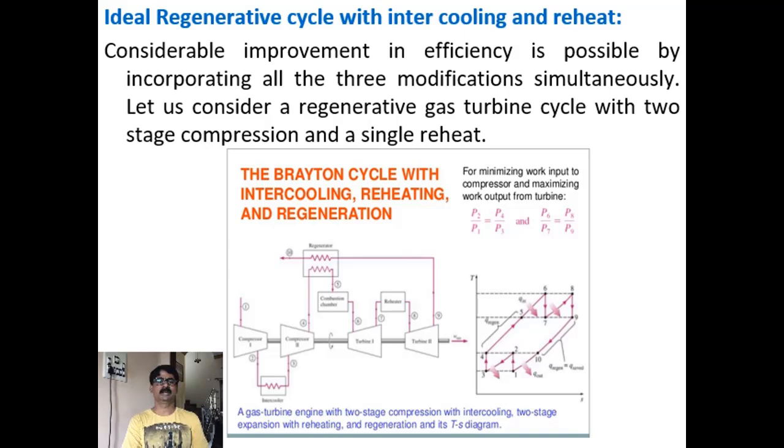Let us consider a regenerative gas turbine cycle with a two-stage compression and a single reheat. You can see here the compression is carried out in two stages, 1 to 2 and 3 to 4, and the expansion is also carried out in two stages, 6 to 7 and 7 to 8. Here it is reheated back to its temperature 6, that's T6 is equal to T8. Here also perfect intercooling, T1 is equal to T3. And also you are going for the regeneration, right?